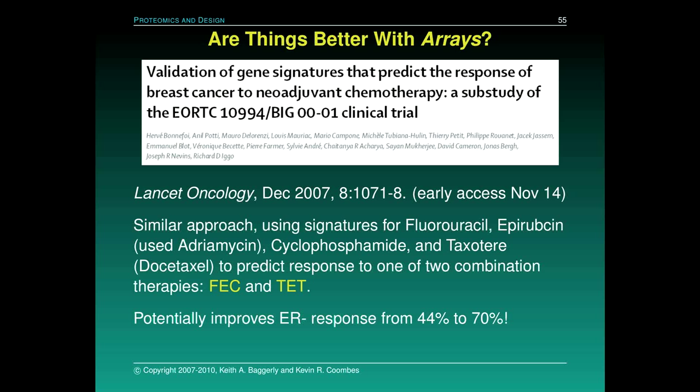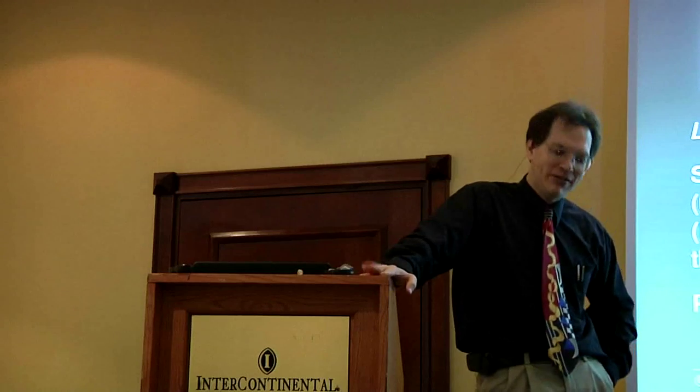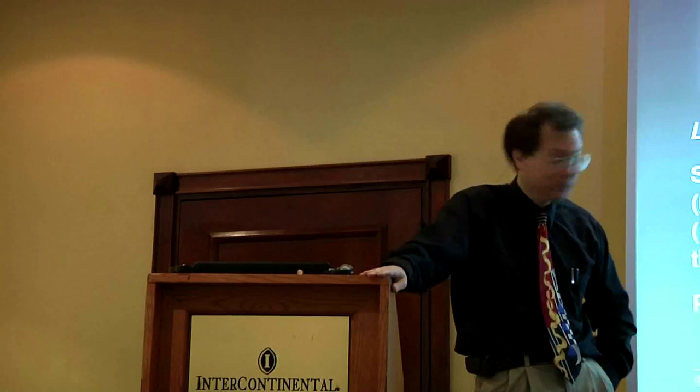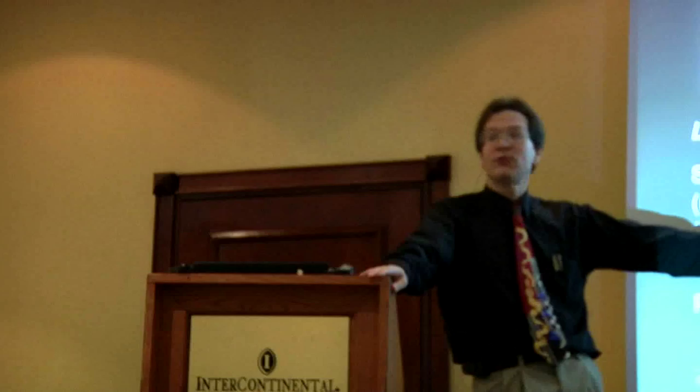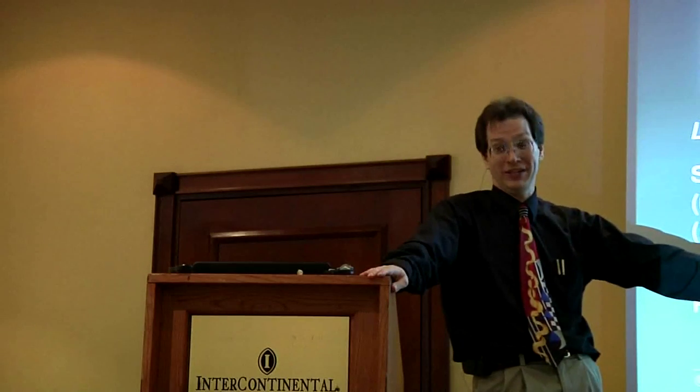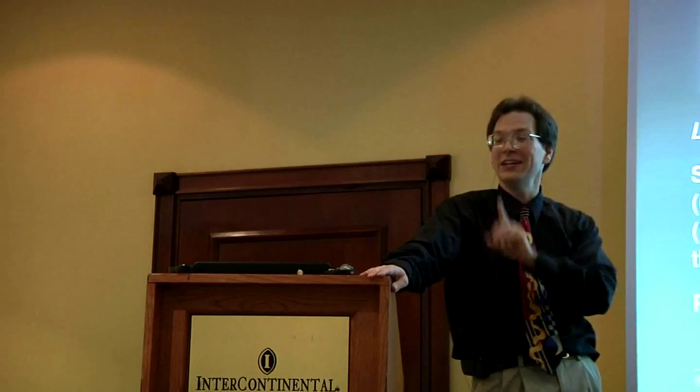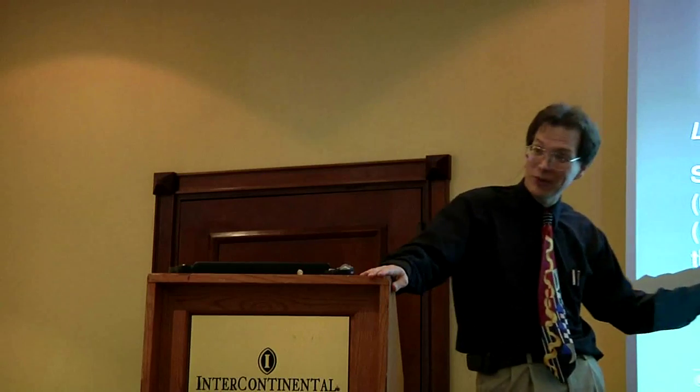And one of the things that they proposed doing because of this was they said, let's look at two therapies, FEC, fluorouracil, epirubicin, and cyclophosphamide, or TET, taxotere, followed by epirubicin and taxotere, and see how well these engender response in women with ER-negative breast cancer. Well, they say, having looked at the data, if we would have used our signatures to allocate these patients to treatment instead of doing it randomly, we would have improved the response rate from 44% to 70%. That's a big clinical benefit. That's why they got the editorial.